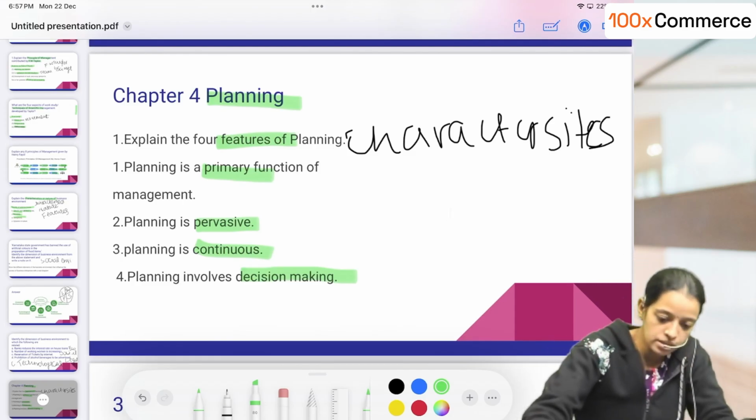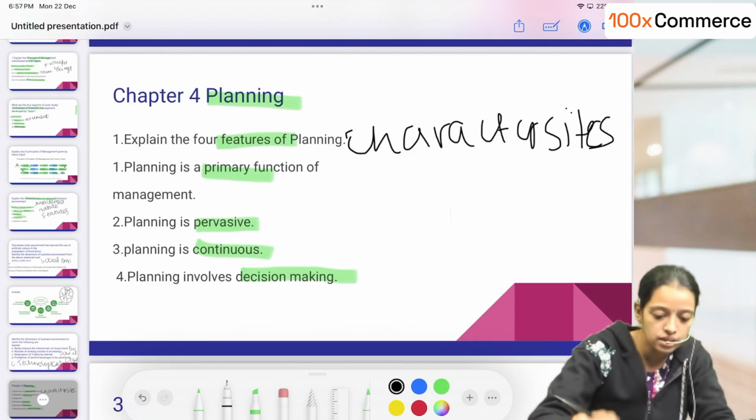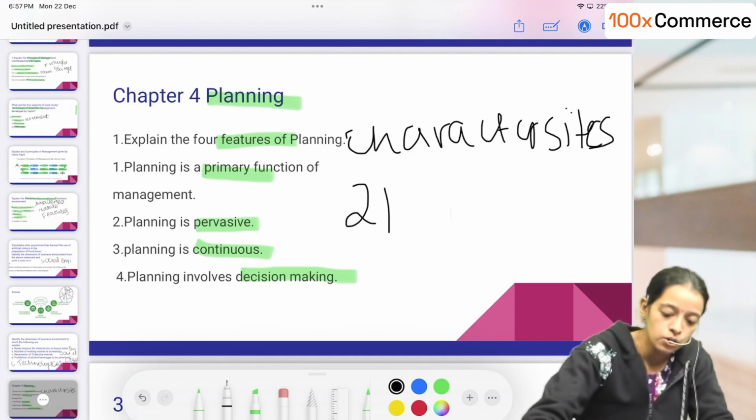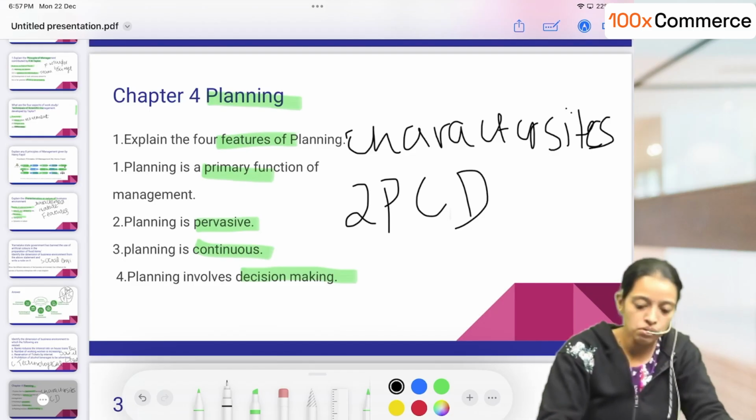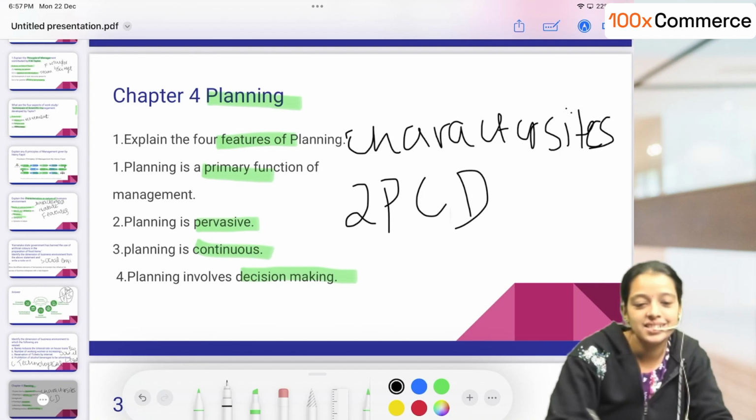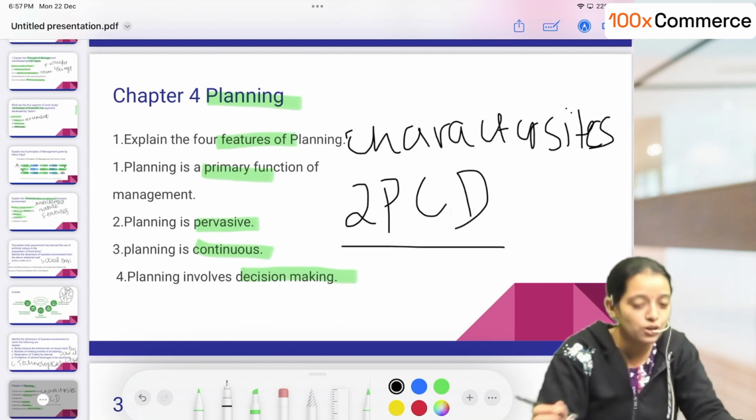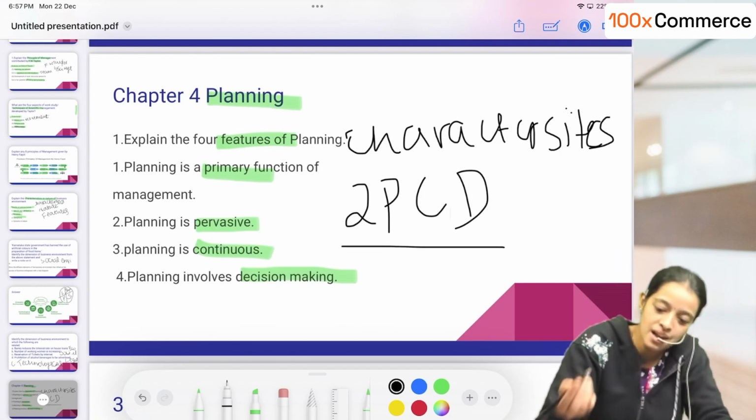This answer can be remembered in the easiest form, that is 2P, C and D. 2P stands for primary and pervasive, C stands for continuous and D stands for decision making. So this is a shortcut to remember the answer in a simple manner.